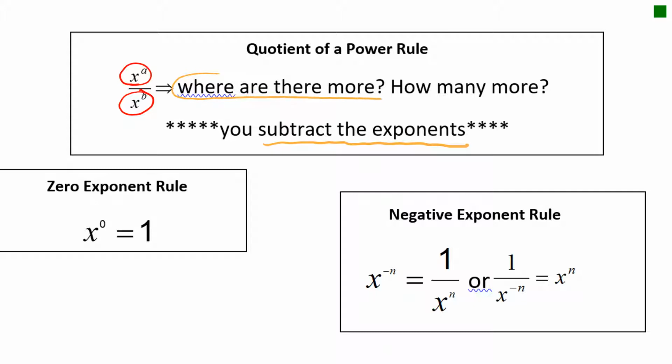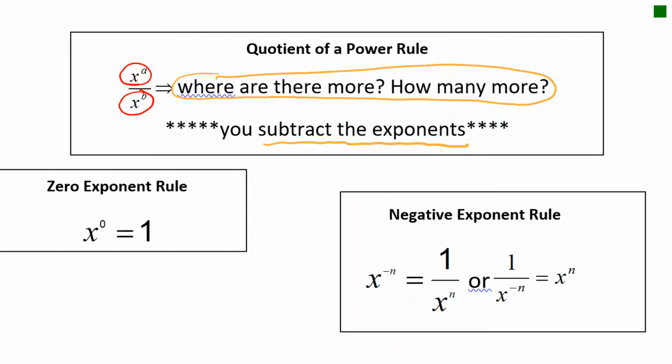These are the two questions I ask myself. Where are there more, and how many more? Because wherever there's more, that's where you're going to end up with the ones left over, because the rest of them are going to cancel out. How many more means you're going to subtract. How many are going to be left after you cancel all of them out? Sometimes they'll be on the top, sometimes they'll be on the bottom.